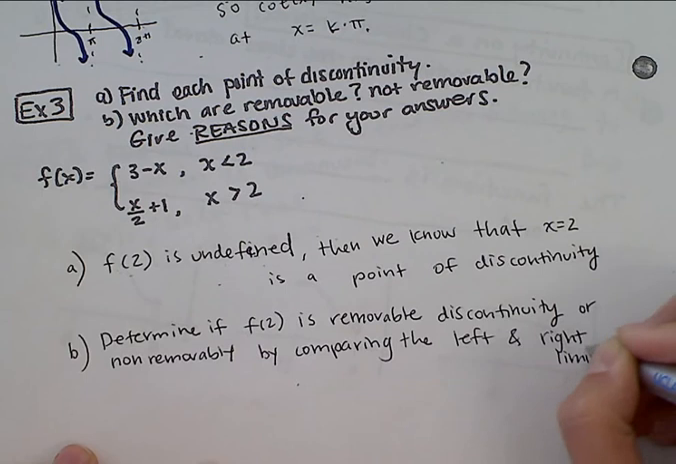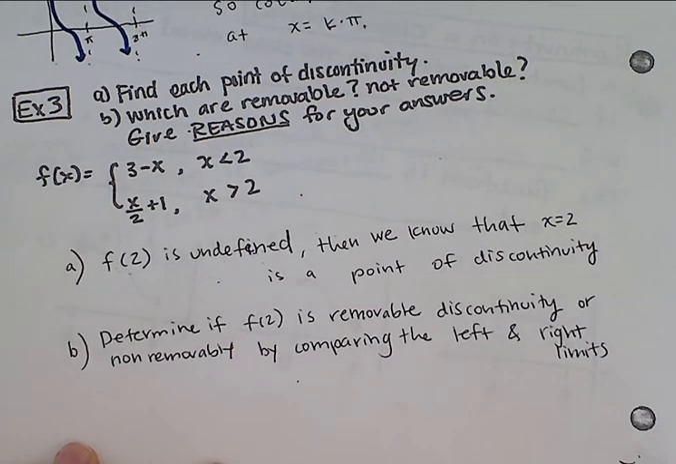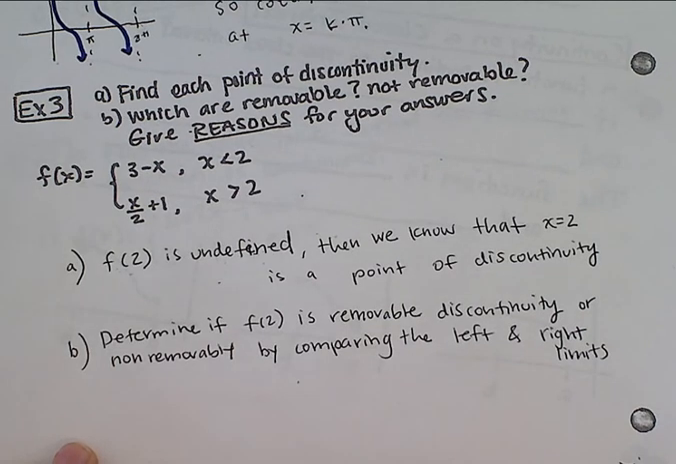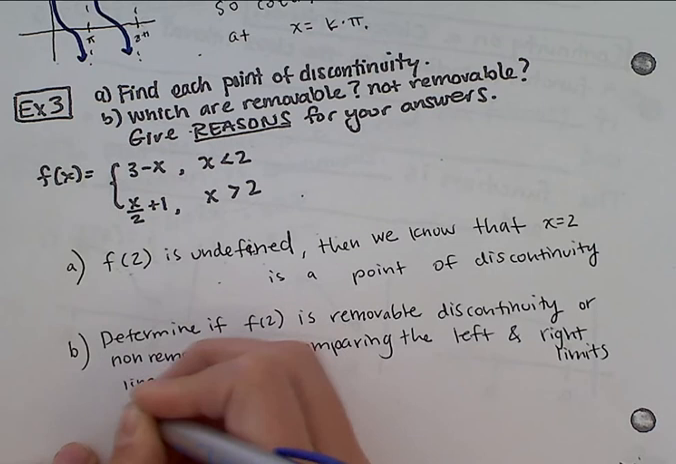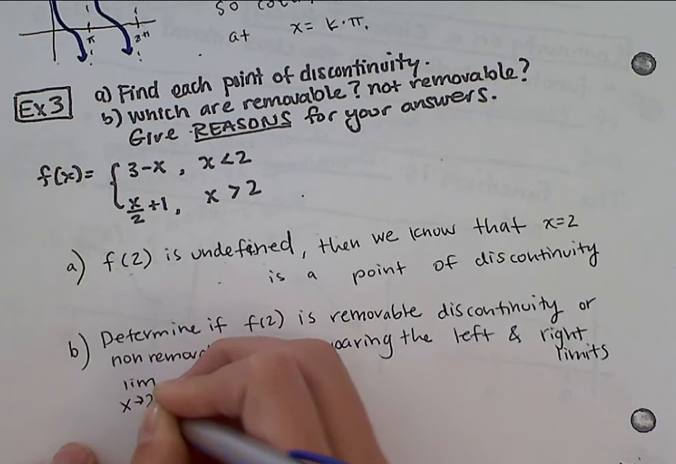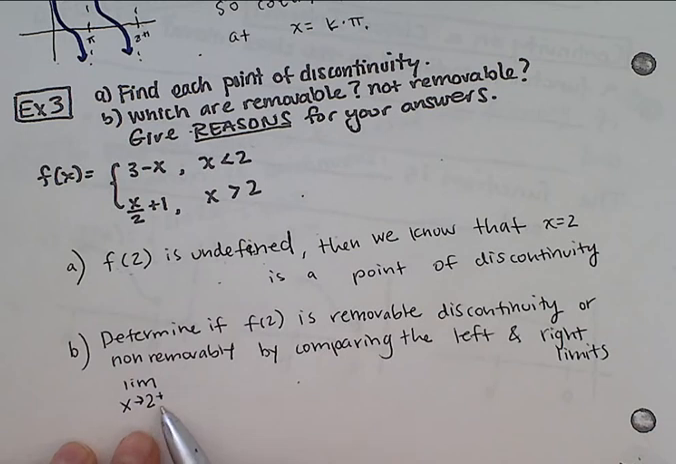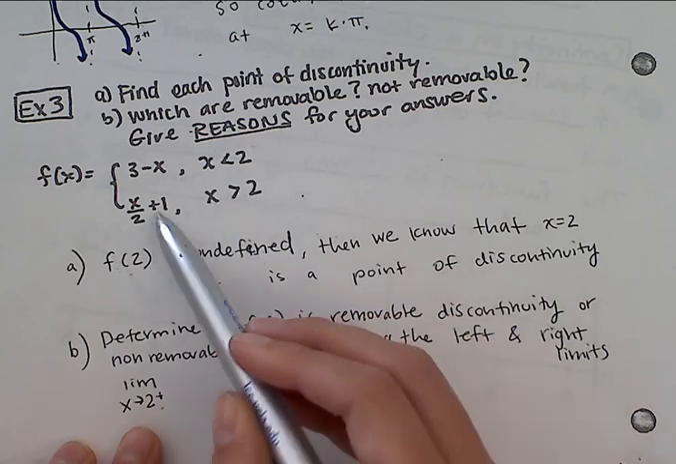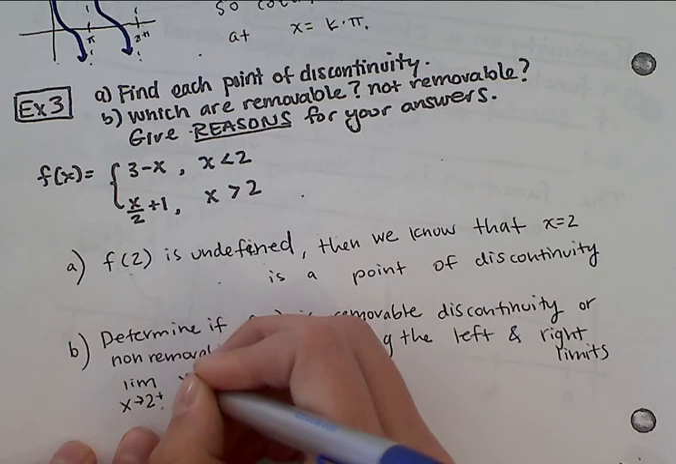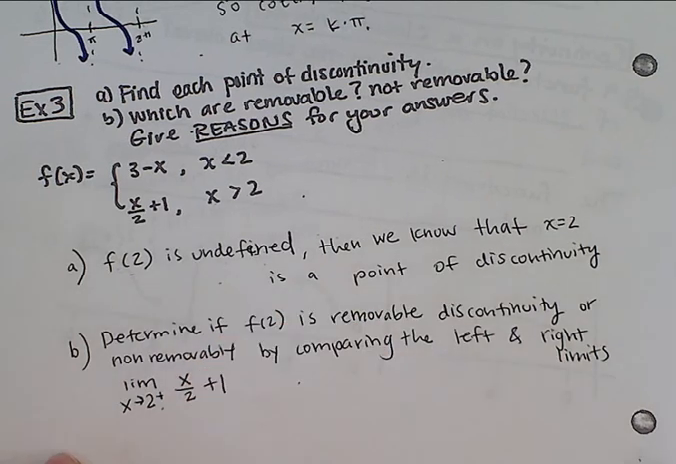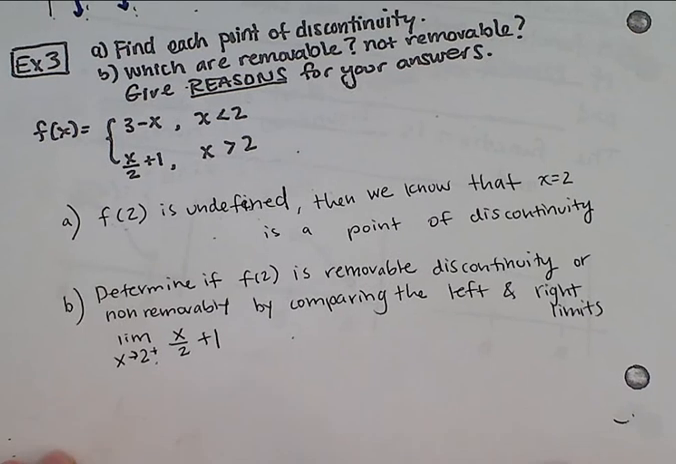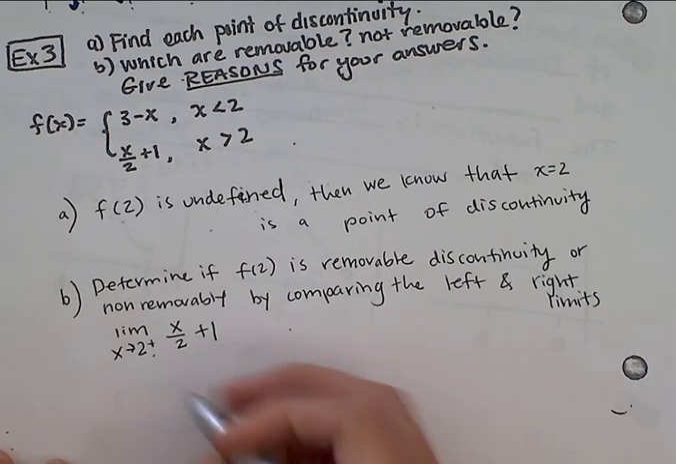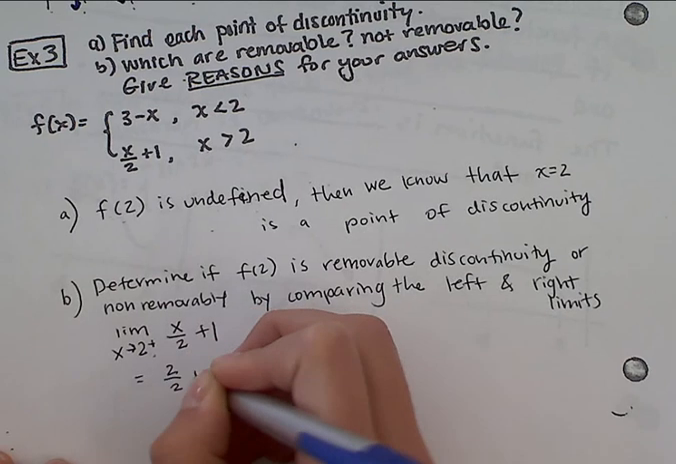So we're going to compare the left and the right limits to determine if f of 2 is a removable discontinuity or non-removable discontinuity. So let's look at the limit as x approaches 2 from the right. That means the x values are bigger than 2, which means we have to use this equation. So I'm going to use x divided by 2 plus 1. Okay. So I can just plug in 2. This is equal to 2 divided by 2 plus 1, which equals 2.